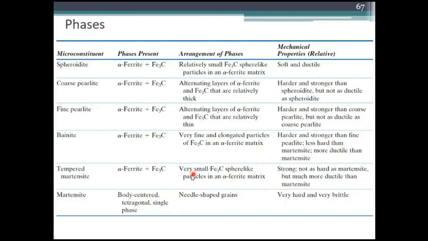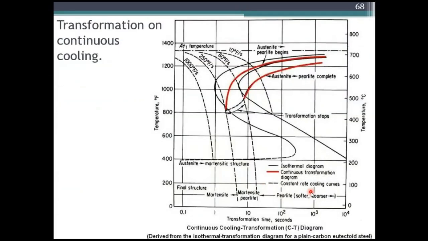As I told, in martensite only needle-shaped grains will be formed, which will yield a very hard and very brittle type of structure. This is the critical region around which the martensite will be formed.